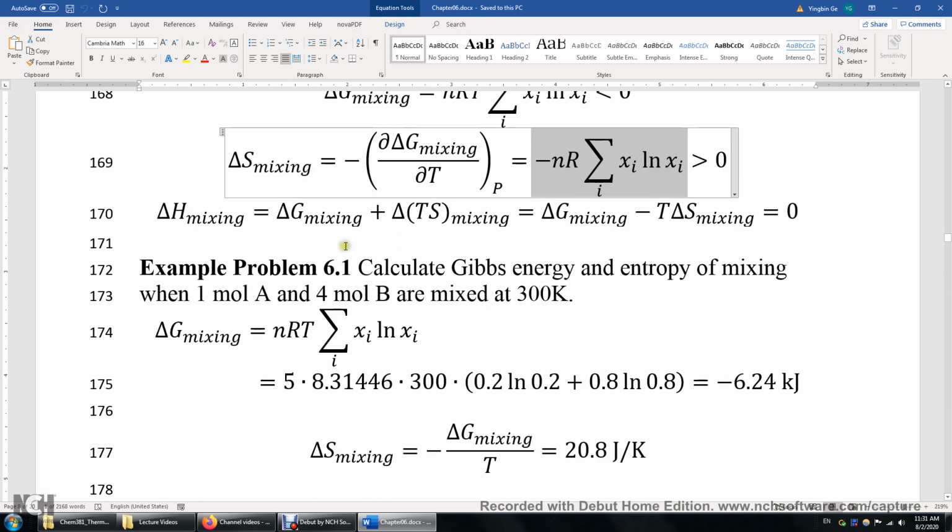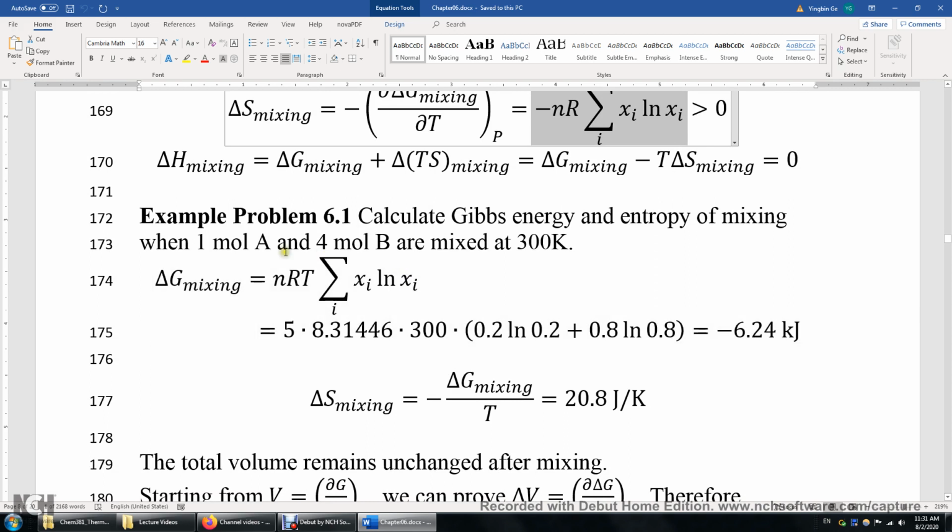Now let's look at one numerical example. Let's mix two gases, A and B. Let's say we have 1 mole A, 4 moles of B. Then the mole fraction of A in the mixture is 0.2. The mole fraction of B is 0.8. The total number of moles is 1 plus 4, that's 5. R, temperature T, and then the sum of x times Ln(x) right here. Only two species. Therefore, only 2 terms here. The result is negative 6.24 kilojoule. This is how much the Gibbs energy decreases after mixing.